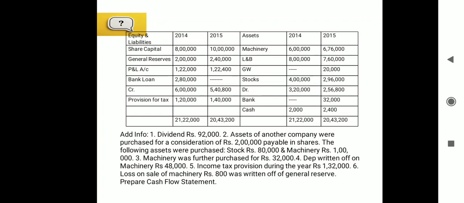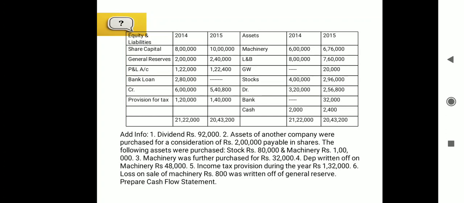Then we have the creditors, which is a current liability, so we will check the increase or decrease and work it out under cash from operating activities. The next item is provision for tax, and related to it we have additional information under the fifth point, income tax provision during the year rupees 1,32,000. We'll solve this under our working notes to find out how much tax was actually paid and how much provision was made during the year.